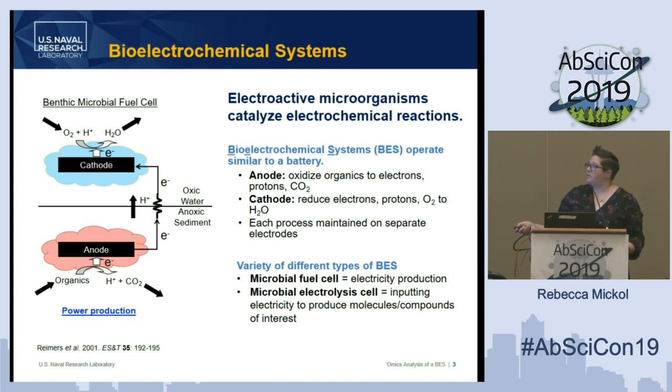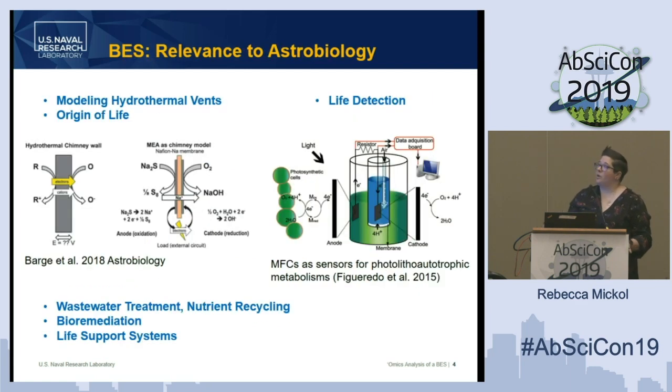And so there's generally two types of BES where you keep either an electrode at an anodic potential and you have electricity production, or you keep the electrode at a cathodic potential and the microorganisms use those electrons for reduction reactions. And so again, as Pete and Lori showed us, there's many applications of BES with relevance to astrobiology, specifically if we want to look at how electron transfer is working in unique communities.